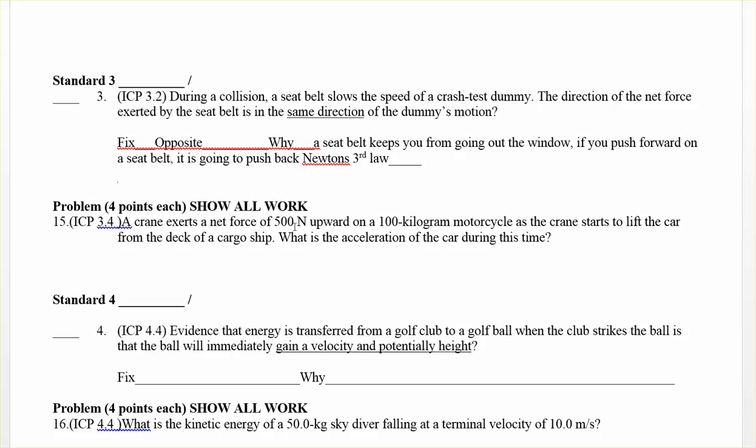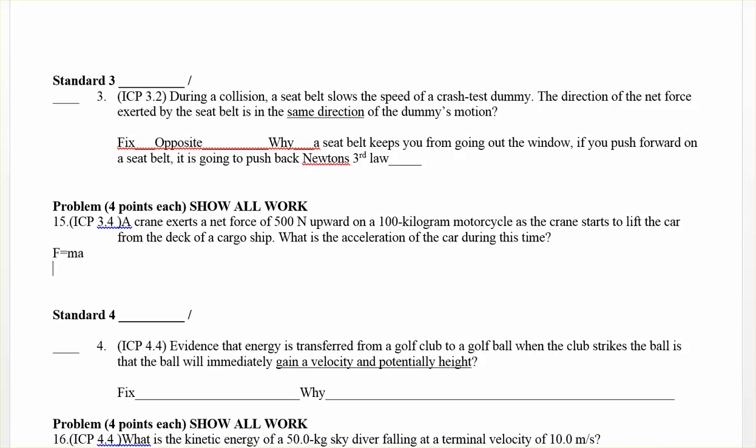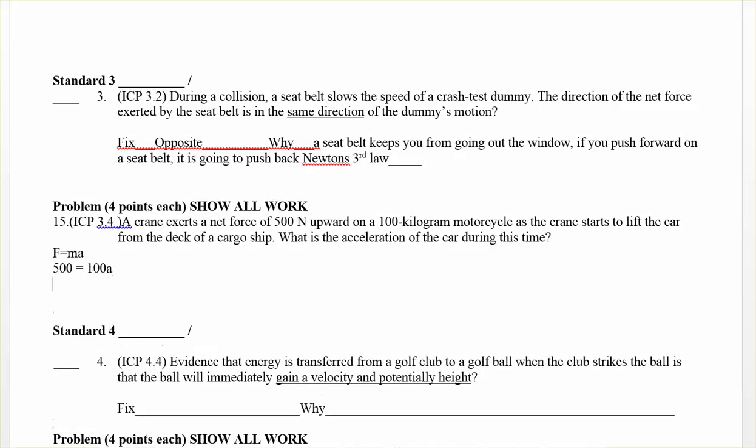A crane exerts a net force of 500 newtons upward on a 100-kilogram motorcycle as the crane starts to lift the car from the deck of a cargo ship. What is the acceleration of the car during this time? Well, I think it was supposed to be a car and a motorcycle. I think it's supposed to be a motorcycle in both cases. So what they're really asking us here about is our force equation, F equals ma. So in this case, the force is 500 equals the mass of the car, which is 100, times a. Well, if you divide both sides by 100, you get a equals 5 meters per second squared. So that would be our acceleration there. So there's your equation. Put the numbers in and give your answer with units.